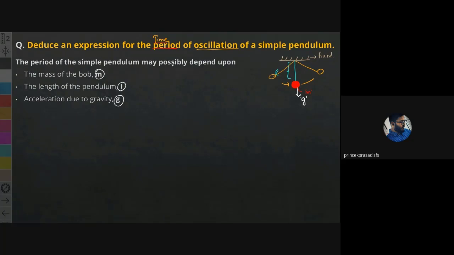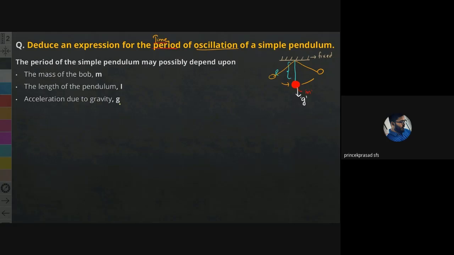The time period of the simple pendulum may possibly depend upon the mass of the bob. Bob means this particular thing. Then the length of the pendulum, which means the length of this string. And finally g, which is acceleration due to gravity. Write it down. If that is the case, can you write the equation?